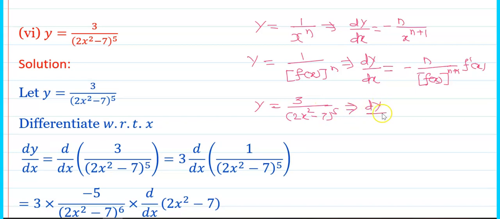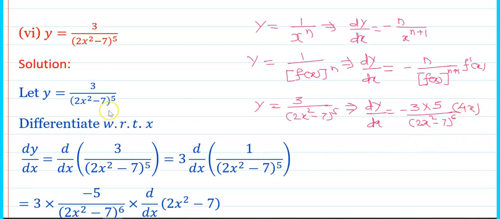The derivative dy by dx is equal to minus sign, 3 into whatever the power is, 5, upon f of x raised to n plus 1, which means there will be 6, on 2x square minus 7 raised to 6, into the derivative of 2x square minus 7. What is the derivative of 2x square? 4x. The derivative of 7 is 0. Therefore, I will write 4x here and then simplify this.